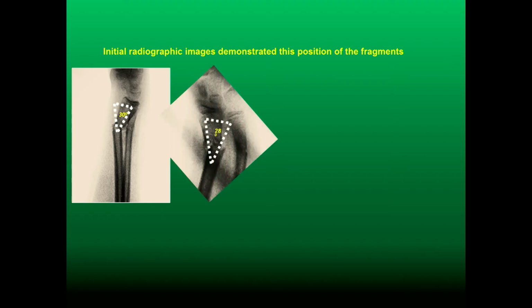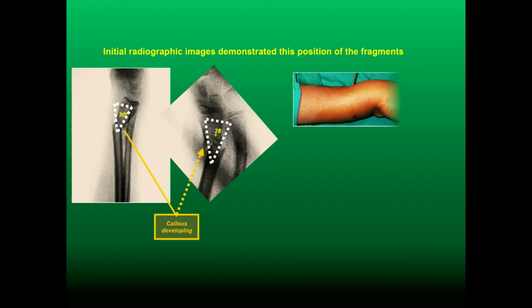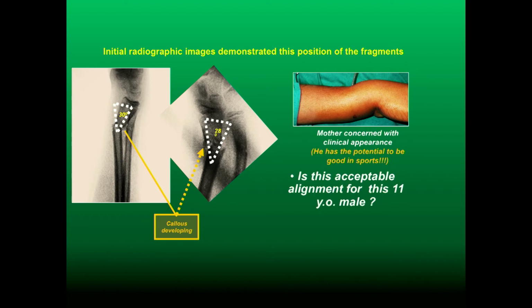This patient is 13 years old, and he's going to be good in sports. So he's got 30 degrees of angulation, and he's also got radial deviation. So it doesn't look very good either, does it? Mother's really kind of concerned about the clinical appearance. So, is this acceptable for this 11-year-old male?